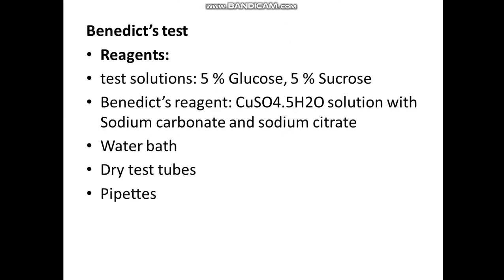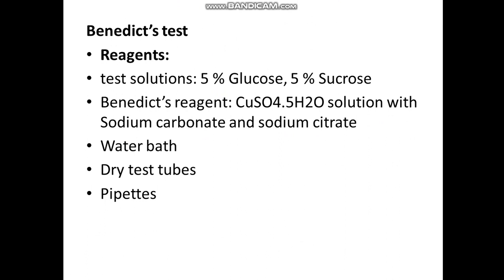So after that we have the Benedict test, and for the Benedict test we have the test solutions of 5% glucose and 5% sucrose, and we need Benedict reagent. This is the Benedict reagent. Here you can see copper sulfate water solution, then sodium carbonate and sodium citrate. Water bath we need, and then dry test tubes and pipettes.